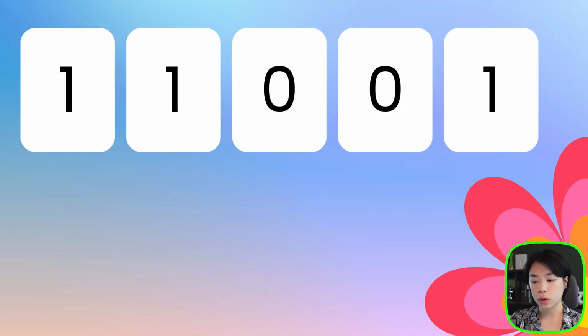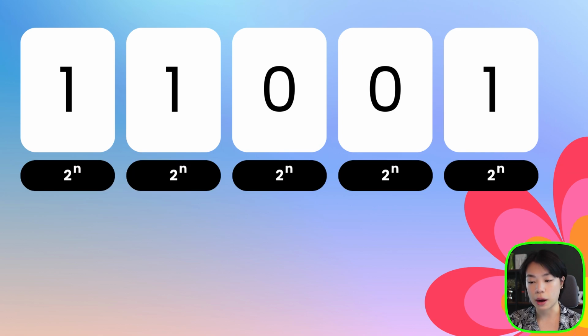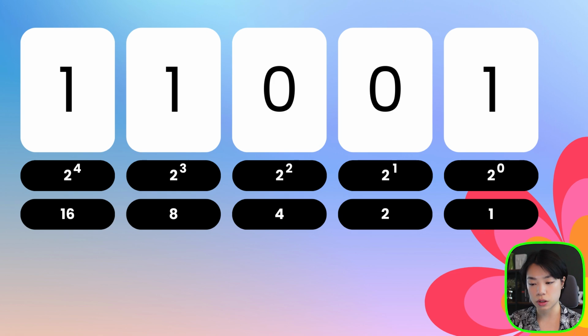Now, how do we read a binary number? Let's take this number for an example. 11001. This is a 5-digit binary number. Each digit represents base 2 to the power of n, where n is the placement of the number, starting with 0 in the most right location and increases by 1 as it goes to the left.